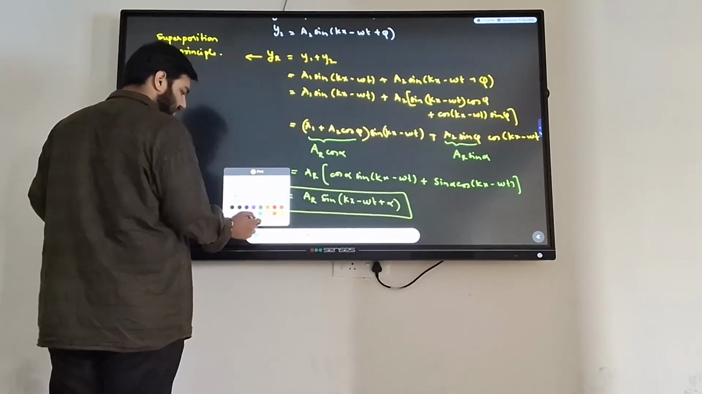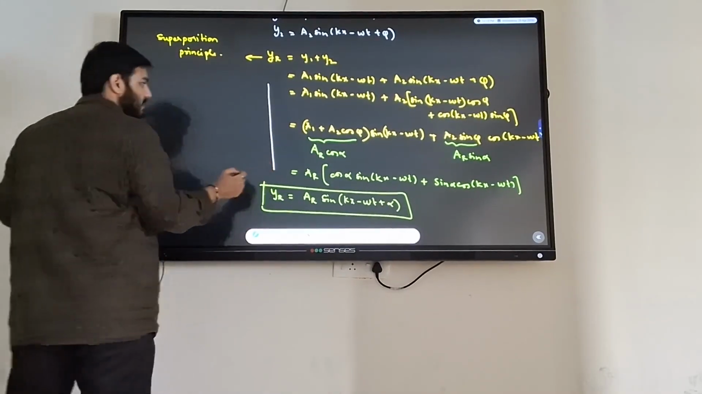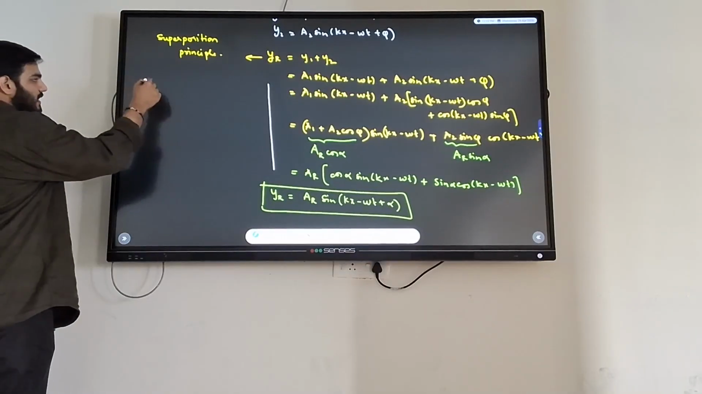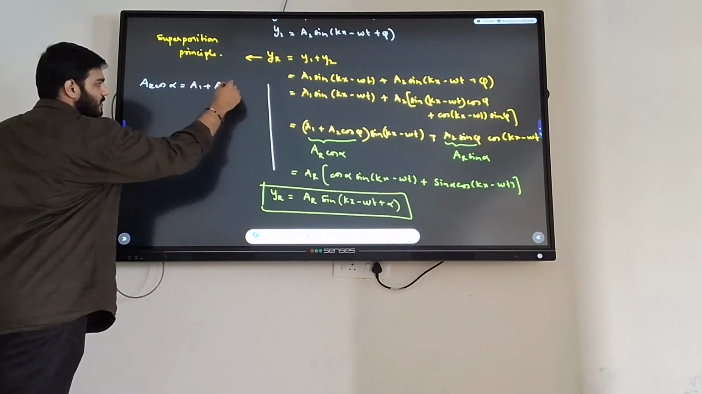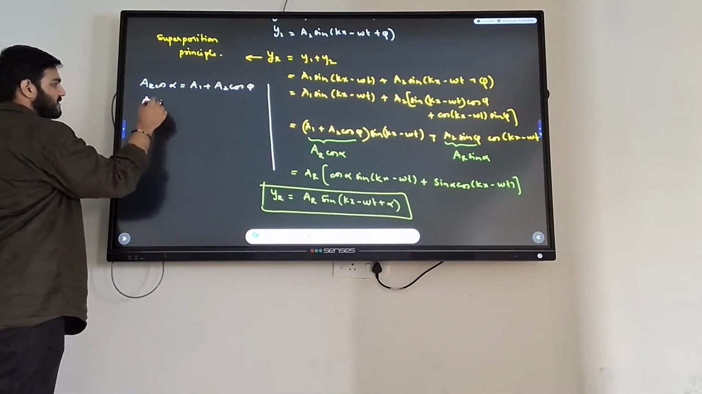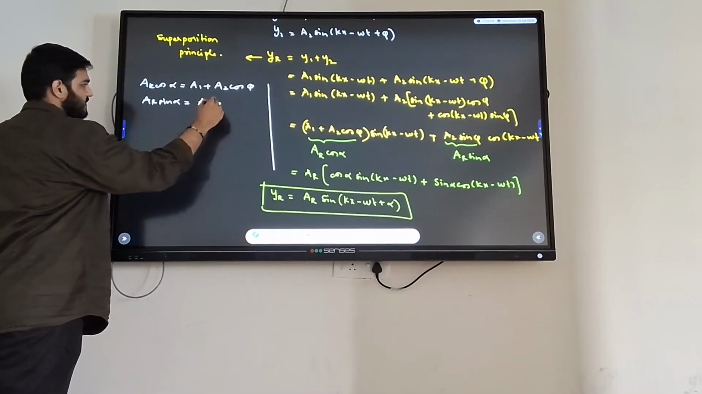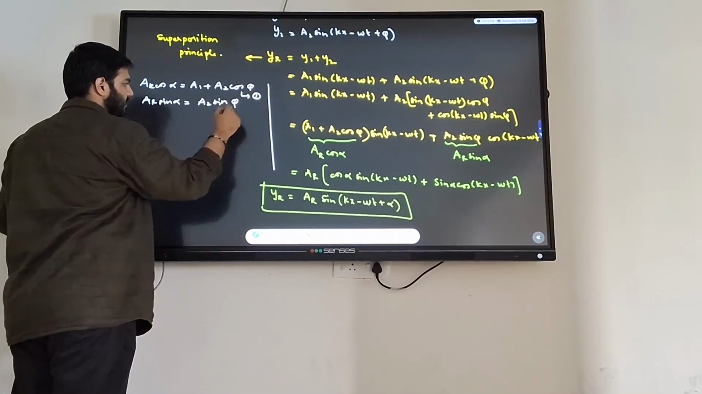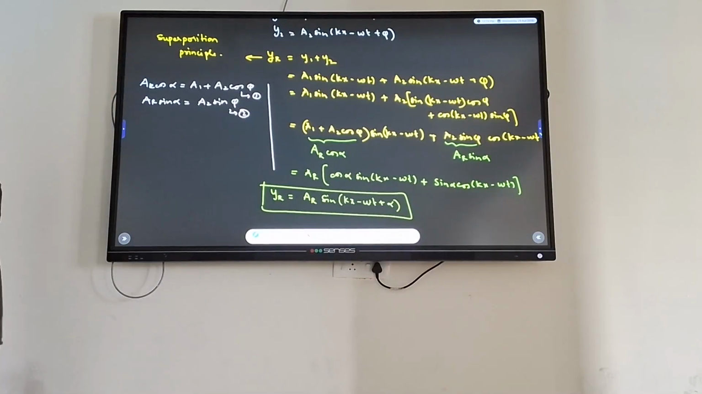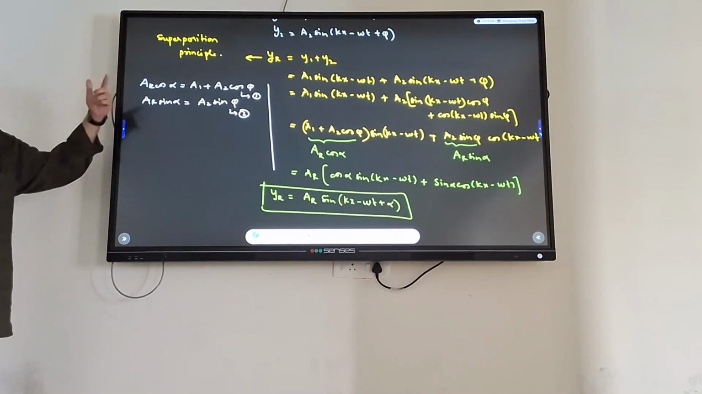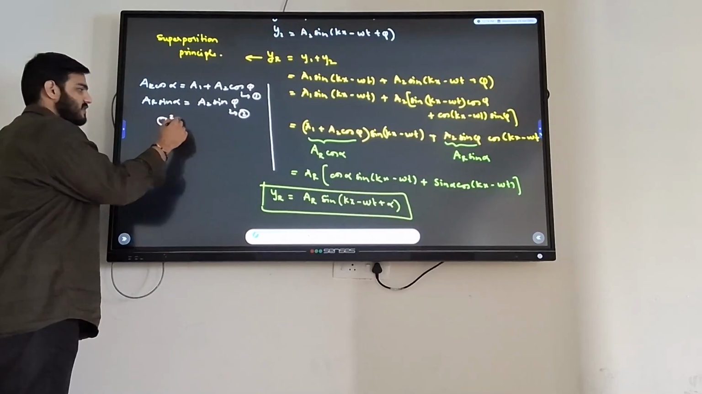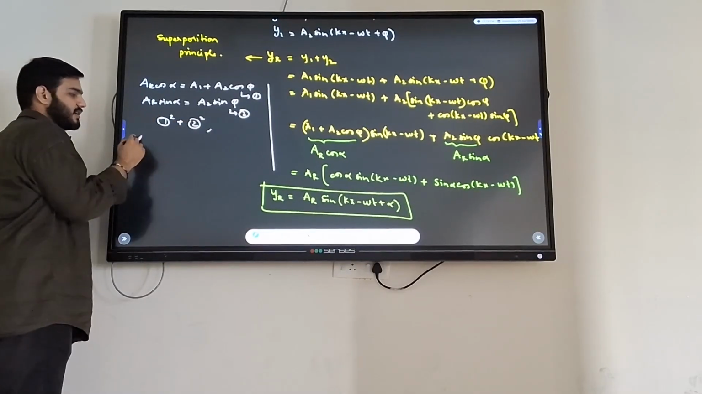I already have these equations. Now let's use them. AR cos α was how much? A1 plus A2 cos φ. And AR sin α was how much? A2 sin φ. Let's call them equation 1 and equation 2. If I want AR, how should I get it? Square and add, then cos square plus sin square will become 1. Can I take AR square common? I think I will get AR square on the RHS.